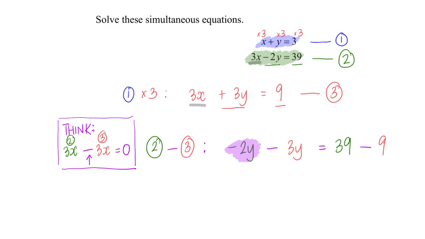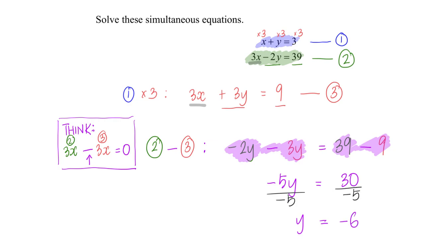I have successfully eliminated x. Negative 2y and minus 3y. This will give me negative 5y. 39 minus 9 will give me 30. And eventually, I will need to divide by negative 5 on both sides of this equation to give me 1y equals to negative 6.